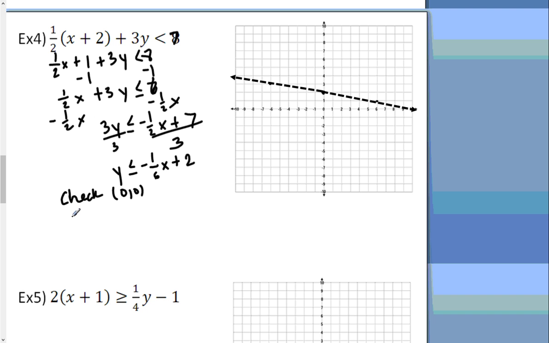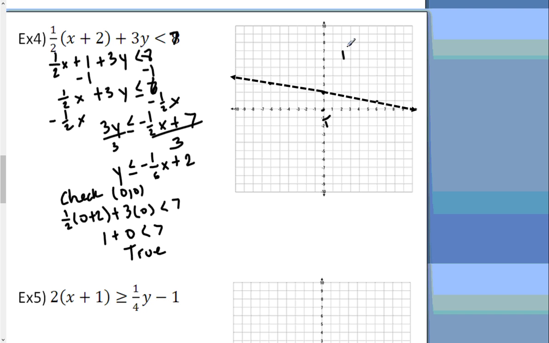Just because it's easy. So 1/2 of 0 plus 2 plus 3 times 0 should be less than 7, right? Because I changed that 8 to a 7. Half of 2 is 1, so this is 1 plus 0 is less than 7. Is 1 less than 7? Yes, that's true. So that means 0 is true.